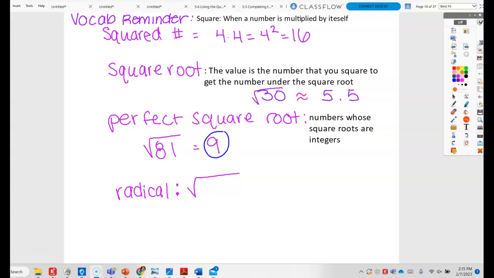When a number is multiplied by another number that is the same number, then you get a squared number. When you multiply a number by itself, you get a squared number.